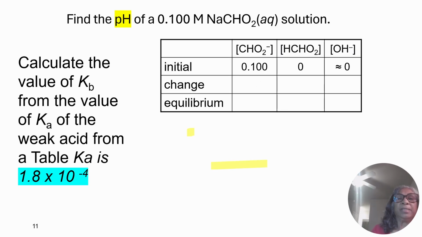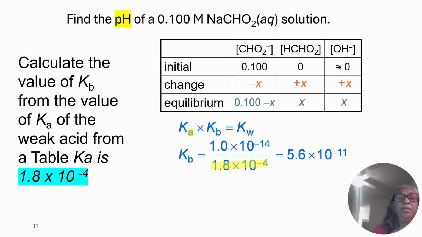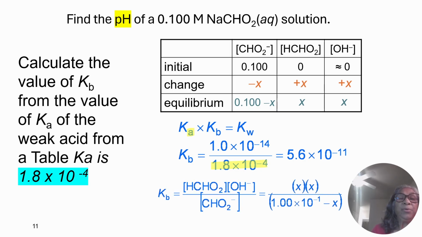Now we have to represent the changes in the concentration in terms of X. As usual, we sum the columns to find the equilibrium concentrations, and we use the relationship this time of Kw, Ka, and Kb. Ka for this substance is 1.8 times 10 to the negative 4. We substitute into the equilibrium constant expression to find the Kb as 5.6 times 10 to the negative 11.